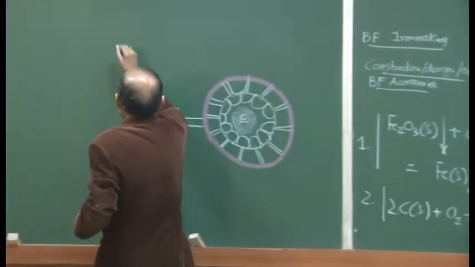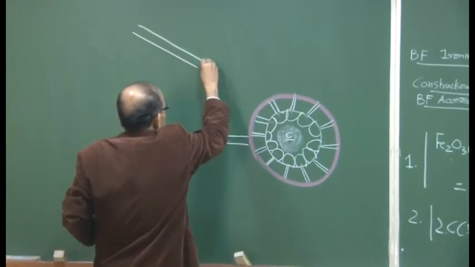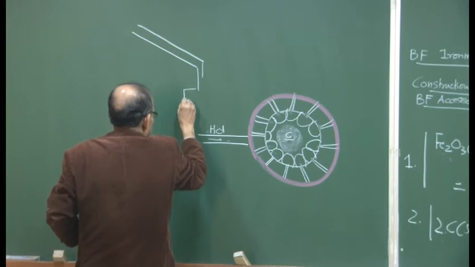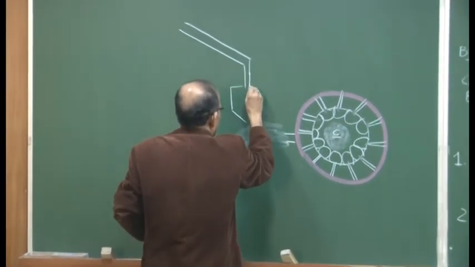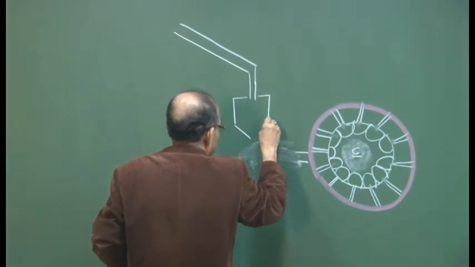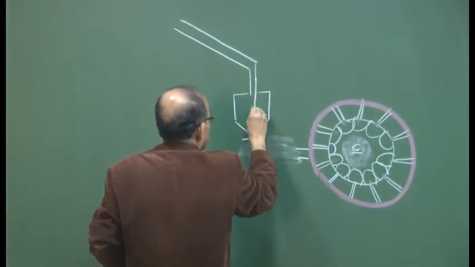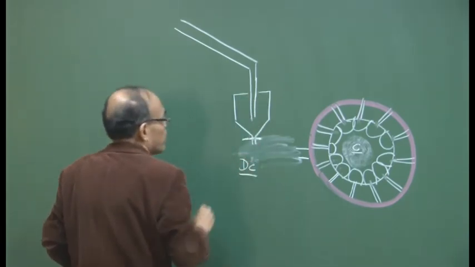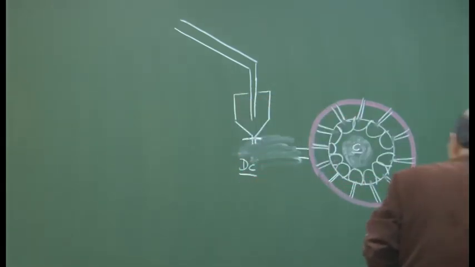So, this is how it looks. This is from the blast furnace, and then it enters into something like this. That is the dust catcher itself. Okay. So, this is the dust catcher. Again, the drawings are there in the textbook.